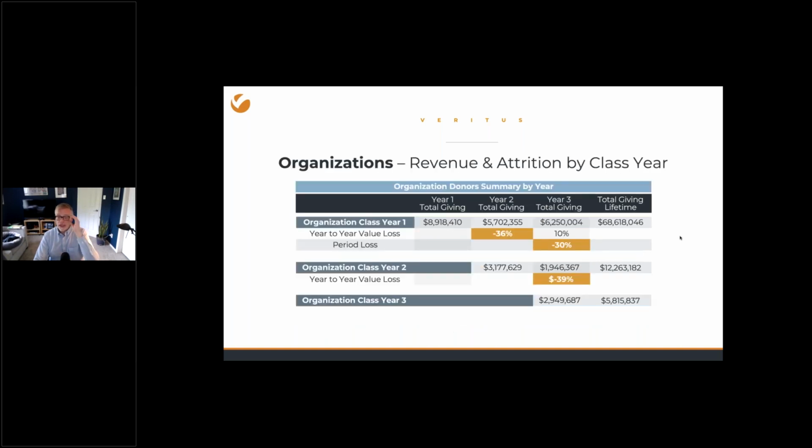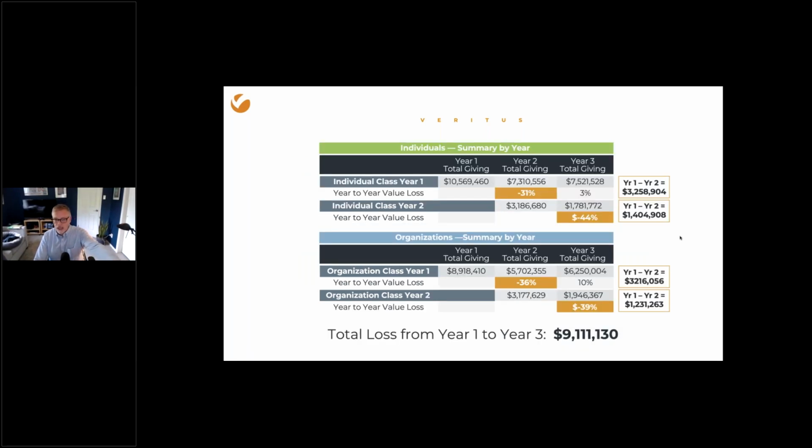Then we looked at organizations, a similar pattern. Year one, $8.9 million. The same donors by year three gave 6.2 million. We lost 30% of their value. Year two, 3.1 million. The next year, those same donors gave 1.9. They lost 39% of their value in 1 year. Now, when you add it all up, individuals and organizations, what did we lose over this time period? It totaled $9.1 million in value attrition.